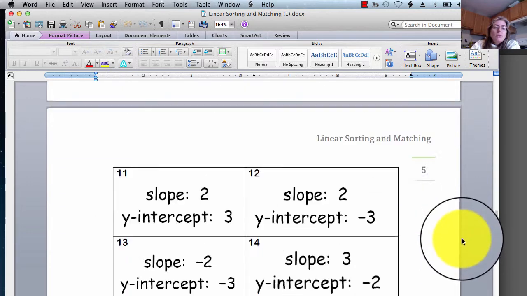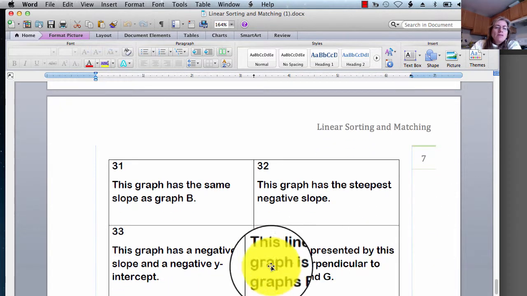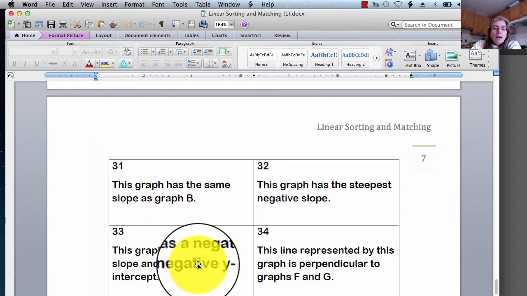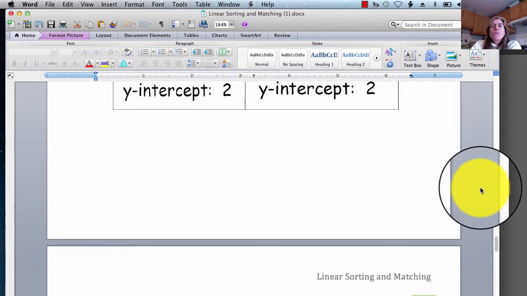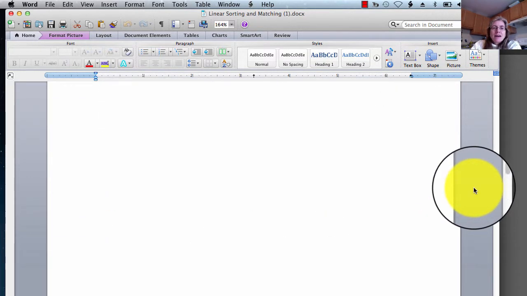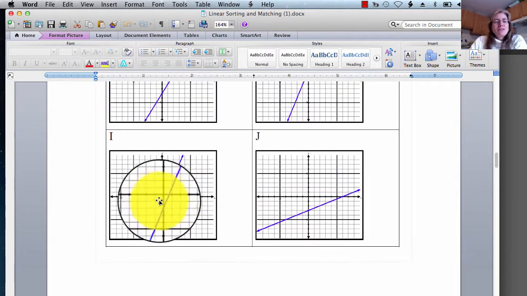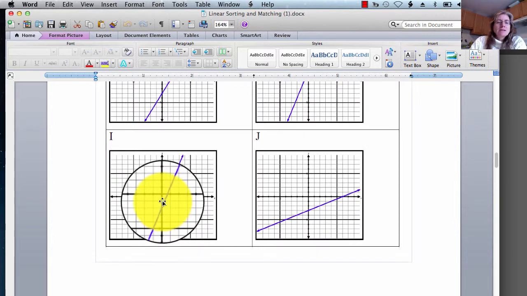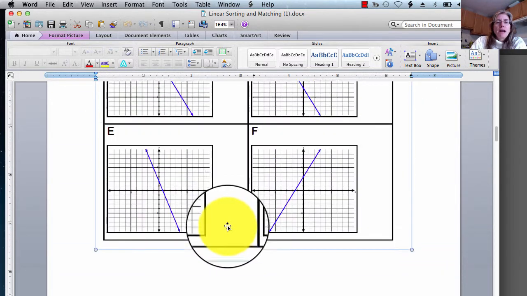So we were just reading description number 33. This graph has a negative slope and a negative y-intercept. So what that means is the line will have to cross the y-axis on the bottom side of the graph, or underneath the x-axis, on the negative part of the y. Okay, so these all have positive slopes, so they are not our graph.